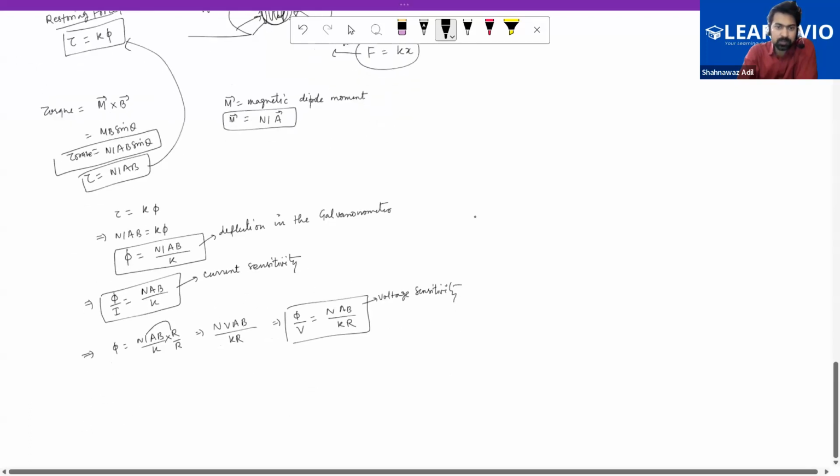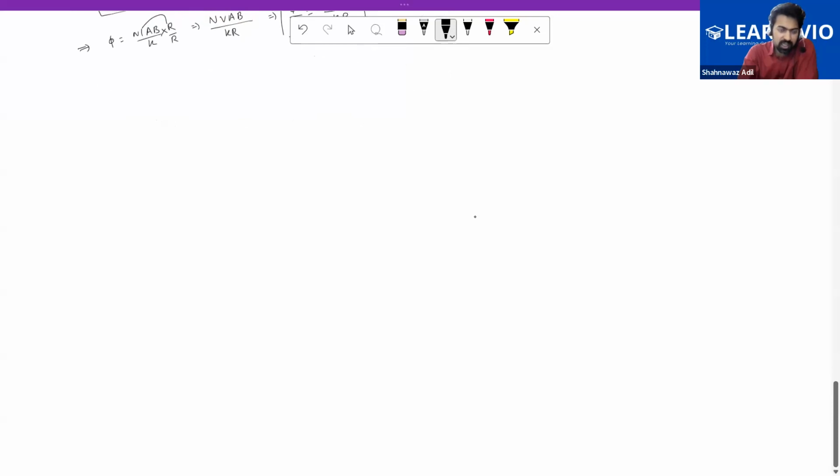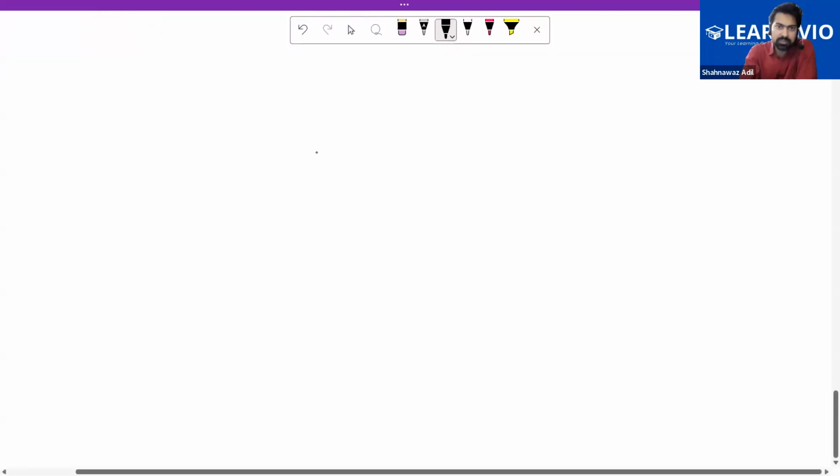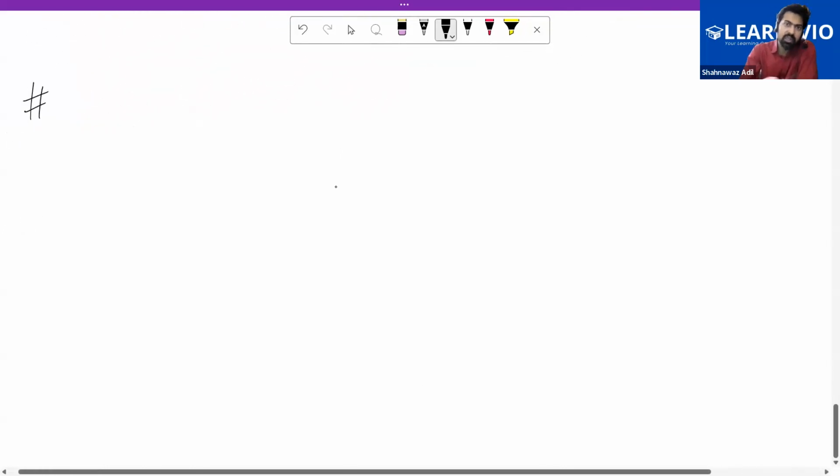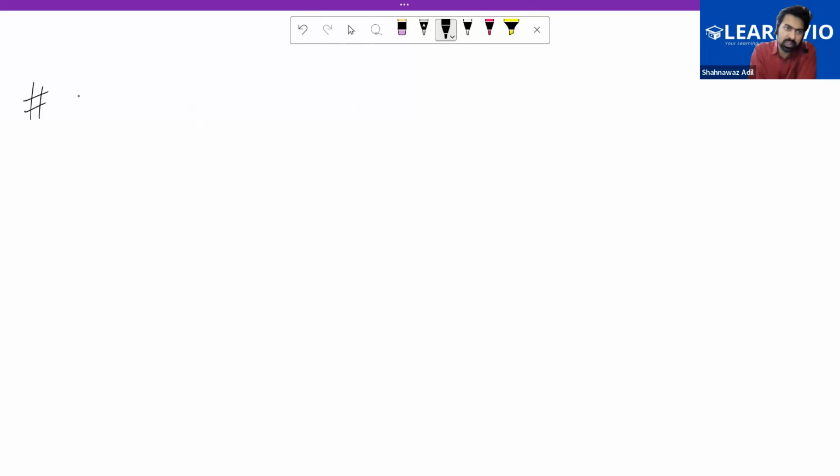One more thing remaining is how we can make an ammeter using the galvanometer. Conversion of galvanometer into ammeter. And how do we do that?